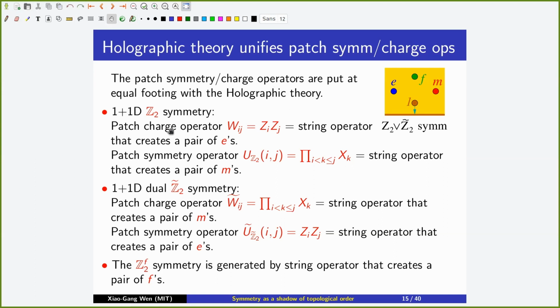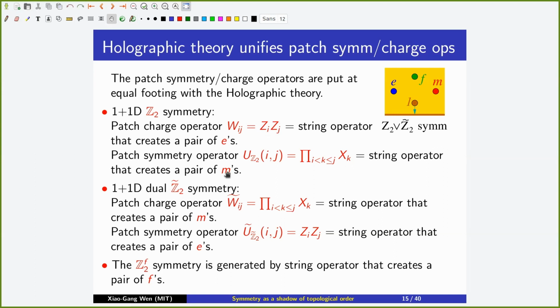And this patch charge operator just creates a pair of E. So it really corresponds to the string operator in the bulk, which creates a pair of E particles. Remember, in the bulk, we cannot create an E particle alone. Like in the toric code model, we have to use a string operator to create a pair of E particles. And when you bring this string operator near the boundary, it becomes this patch charge operator, which creates a pair of charges at the boundary. It really corresponds to this operator.